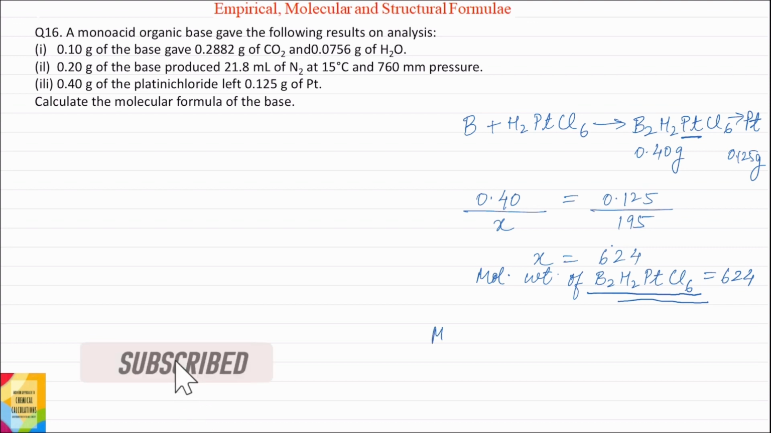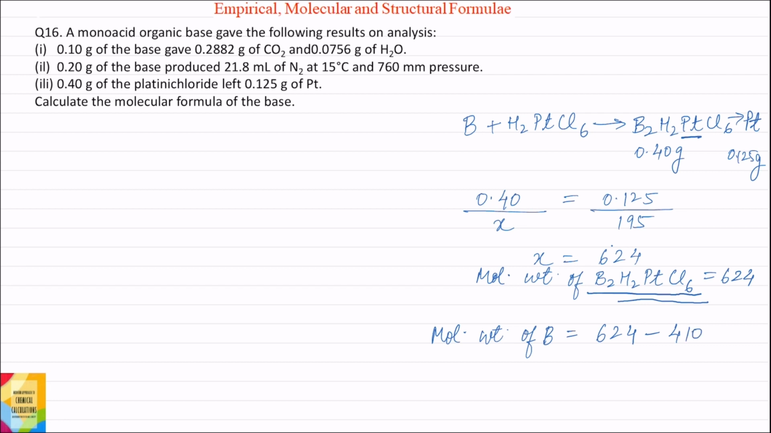So we can write molecular weight of B will be equal to weight of the platinichloride, that is 624, minus molecular weight of H2PtCl6, which is 410. So this will give the weight of 2 moles of B. So dividing this by 2 will give the weight of 1 mole of B or the molecular weight of B. And this is equal to 107. So we know the molecular weight of B or the base.